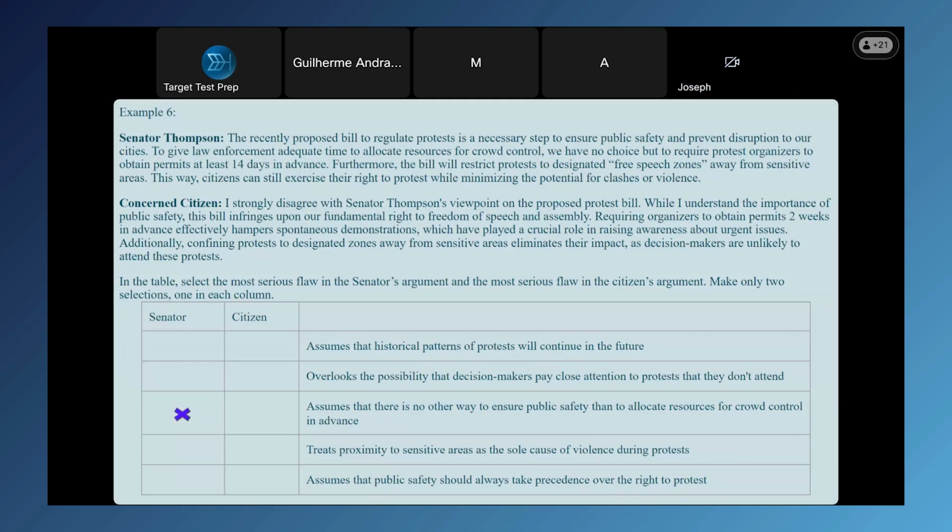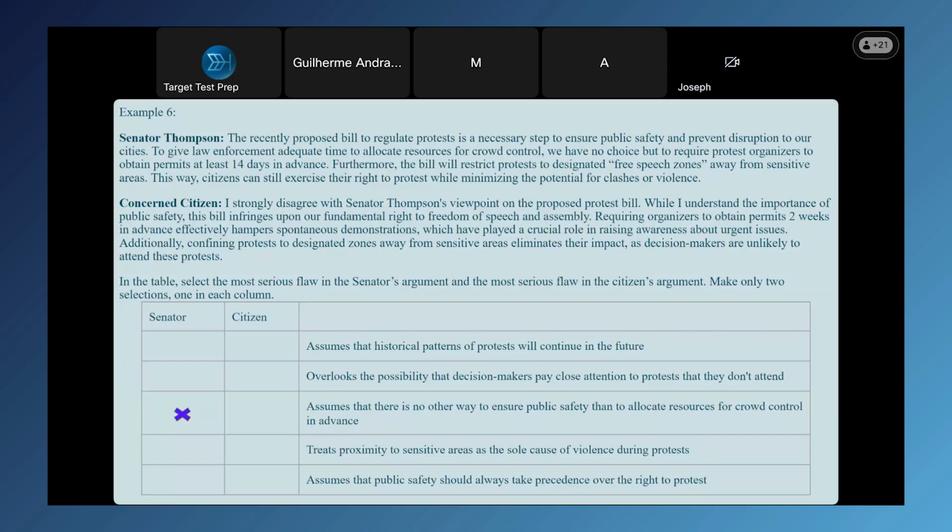Yeah, there's nothing about past protests there. It overlooks the possibility that decision makers pay close attention to protests that they don't attend. So the citizen does say, hey, if we confine protests to designated zones away from sensitive areas, their impact is eliminated. They have no impact anymore.